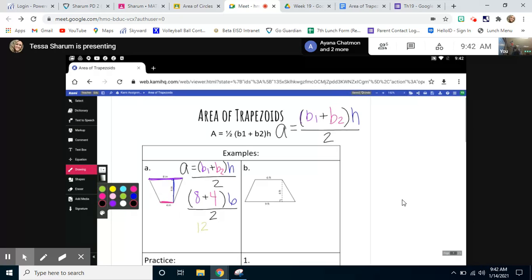When I have parentheses in between a number, that means multiplication. So I'm going to multiply that by 6. So I'm going to do 12 times 6. 6 times 2 is 12. 6 times 1 is 6, plus 1 is 7. So I get 72.